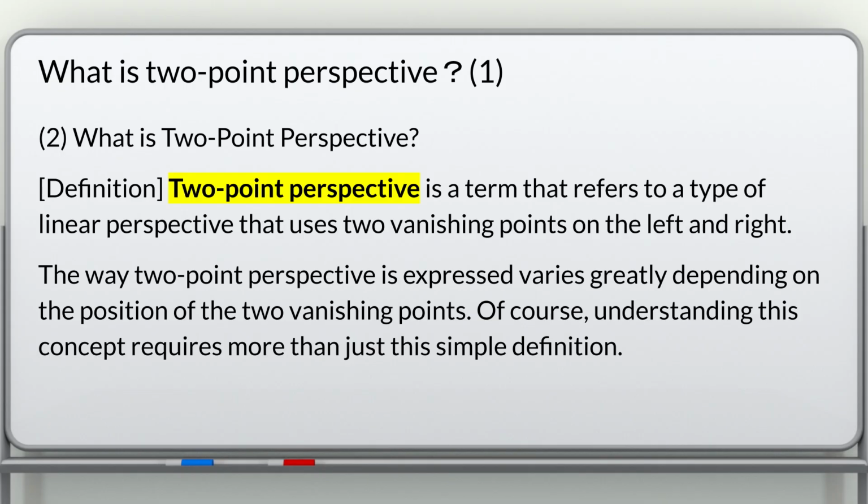I will explain what two-point perspective is. Two-point perspective is a term that refers to a type of linear perspective that uses two vanishing points on the left and right. The way two-point perspective is expressed varies greatly depending on the position of the two vanishing points. Of course, understanding this concept requires more than just this simple definition.